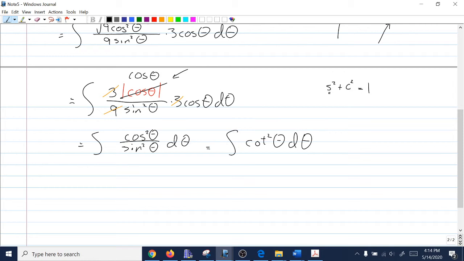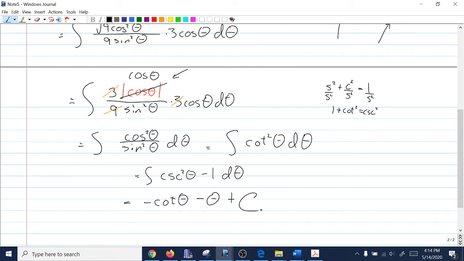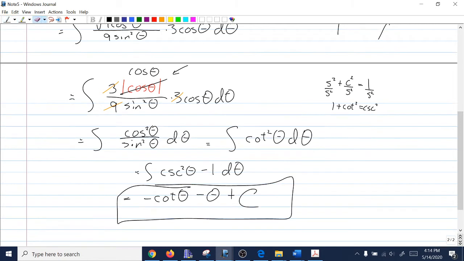Sine squared plus cosine squared is 1. I need to divide everything by sine squared. I get 1 plus cotangent squared equals cosecant squared. So cotangent squared is cosecant squared theta minus 1. The integral of cosecant squared is the derivative of cotangent, but it's negative. So I get negative cotangent theta minus theta plus c. It's really tempting to put a box around that, but that's not our answer.